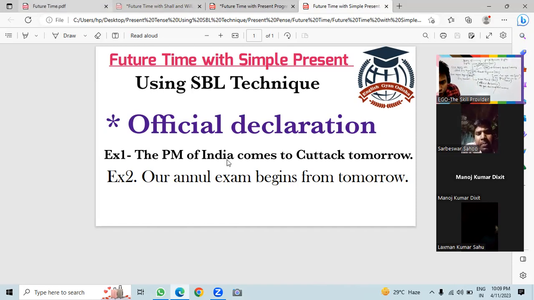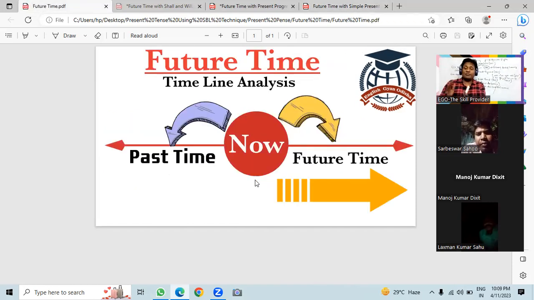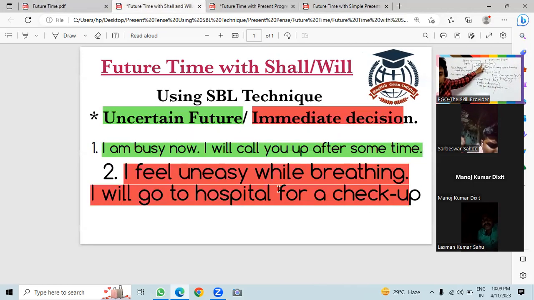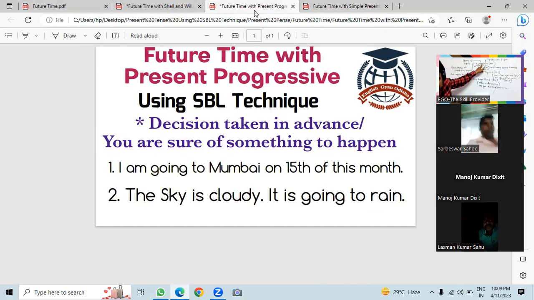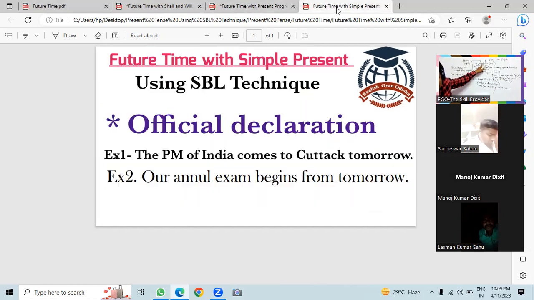Future time is something where you express everything in the future in three different ways. One is using shall and will, the second is using present progressive, and the third is using official declaration, or future simple present. So there are three different ways in which you can express your future time, right?